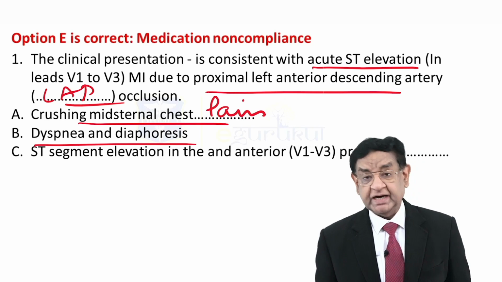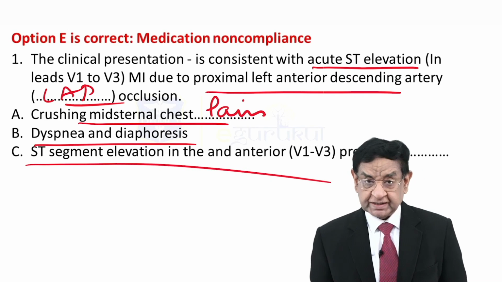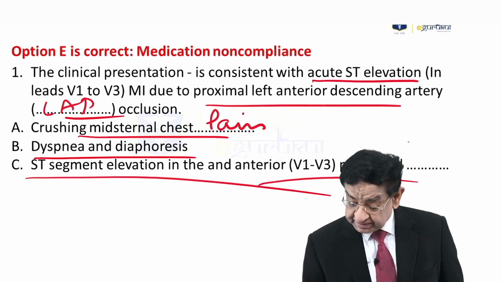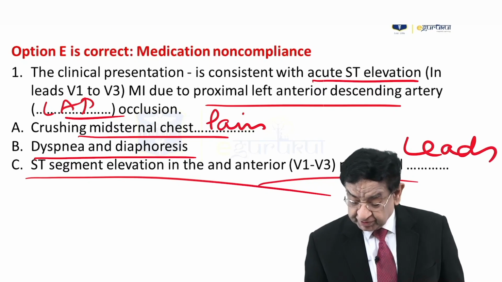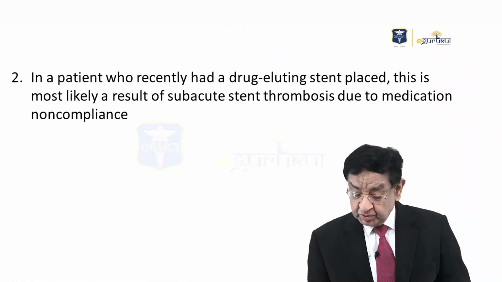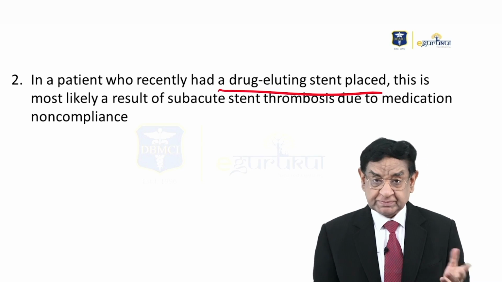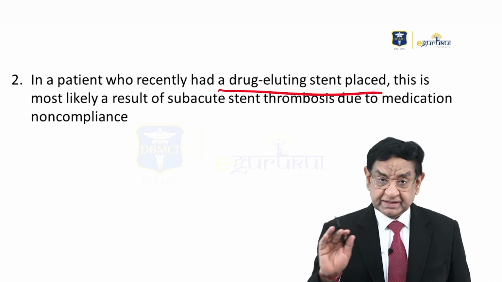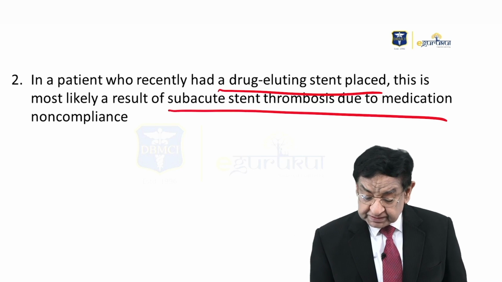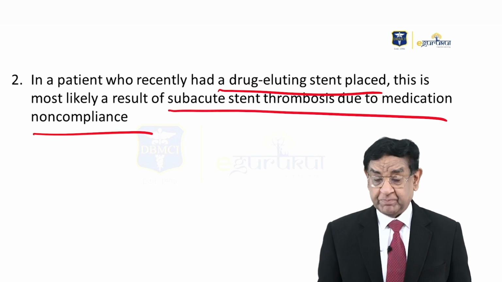Dyspnea and diaphoresis are usually seen in acute MI, and ST elevation, as I told you, can reconfirm that we are dealing with precordial leads V1 to V3, which supply the anteroseptal area. So in this patient, a drug-eluting stent was put in the LAD, but again restenosis is occurring, and this is most likely due to subacute stent thrombosis due to medication non-compliance. It is a very, very important point.